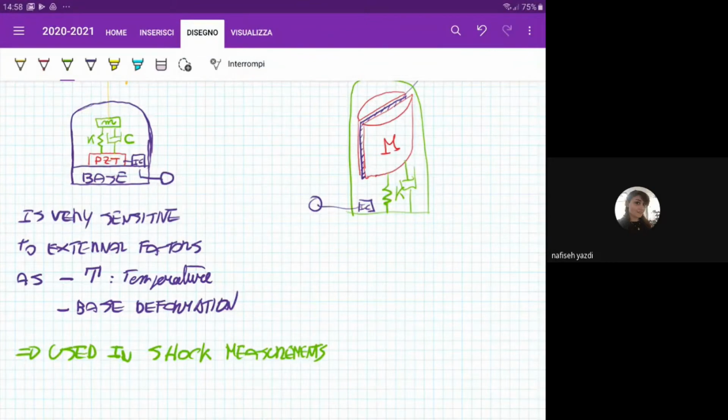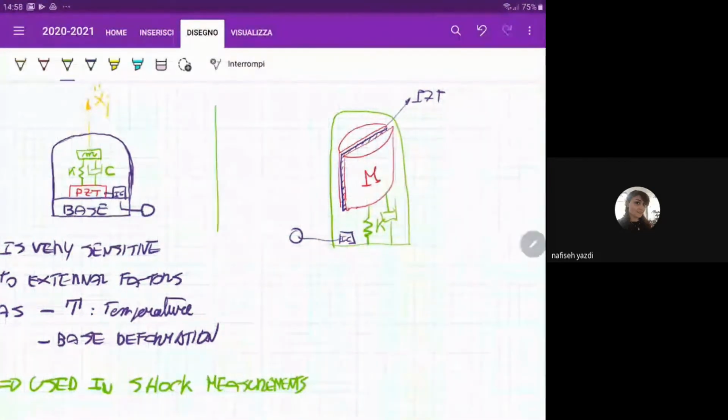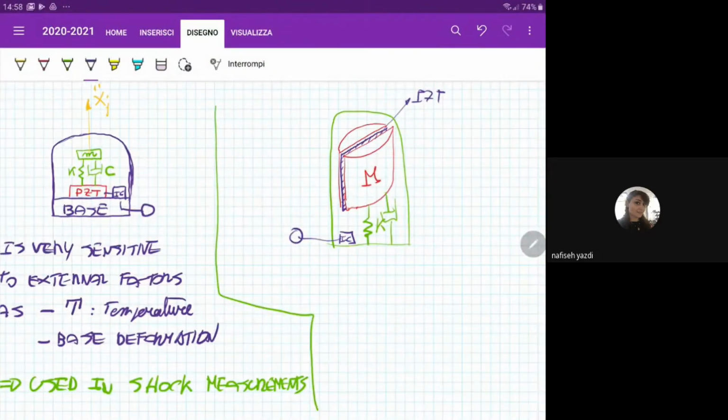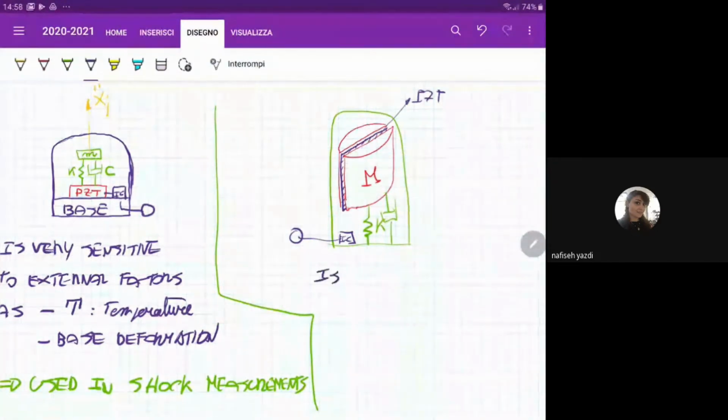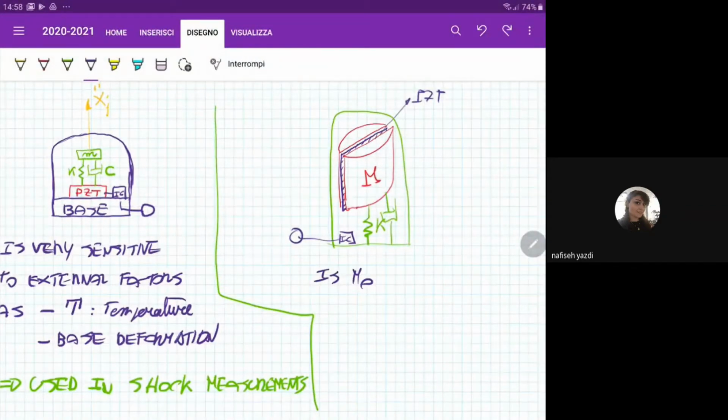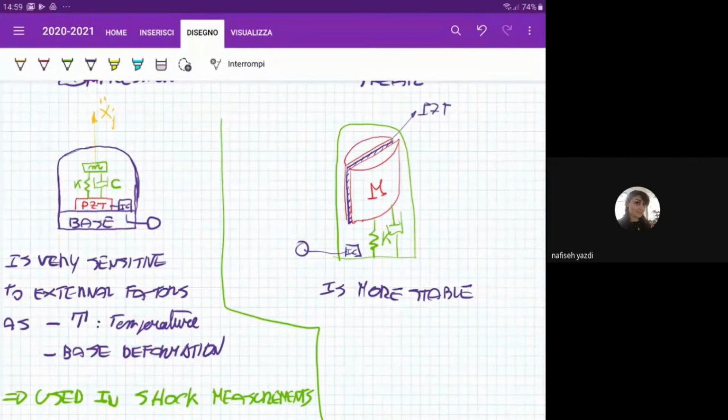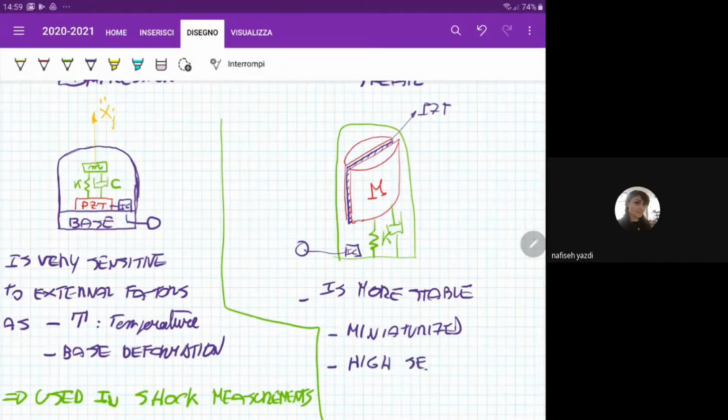The shear configuration is more stable than the base one, the compression one, could be easily miniaturized, and has a high sensitivity compared to the compression one.